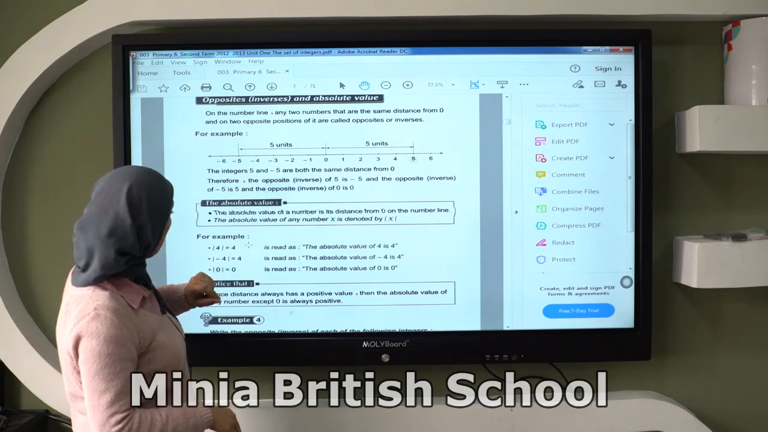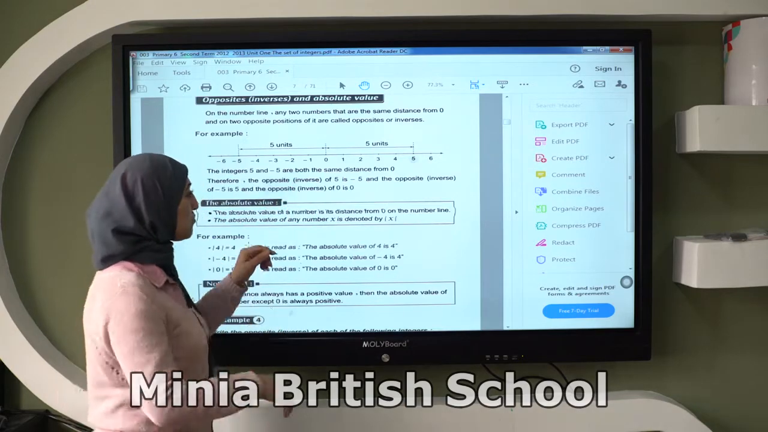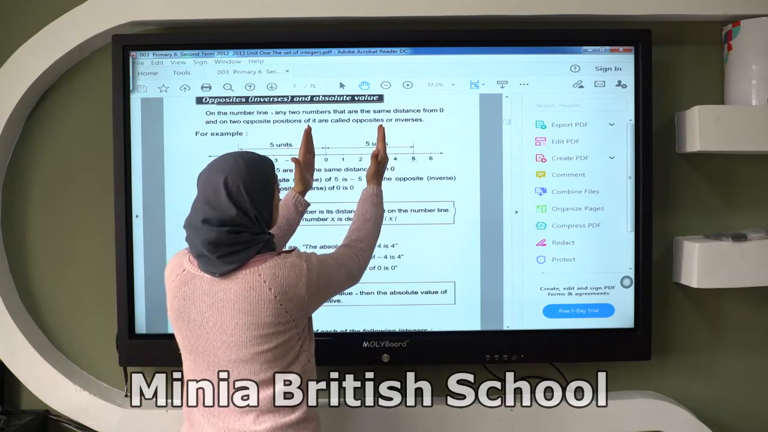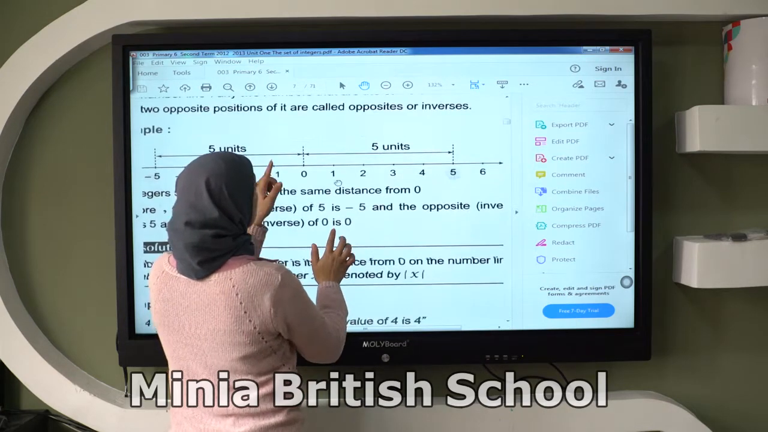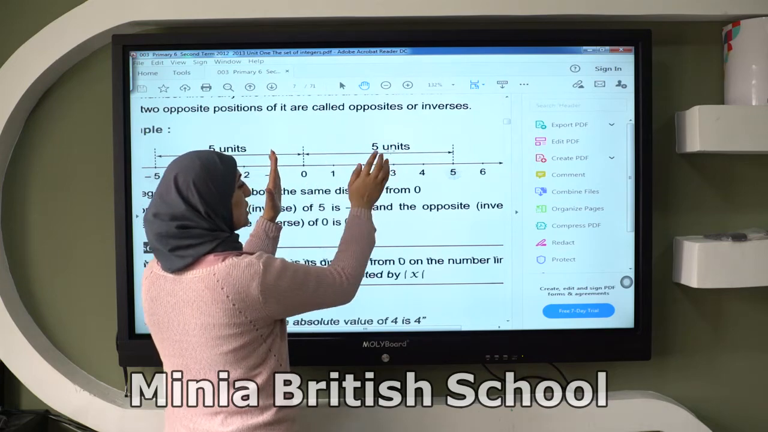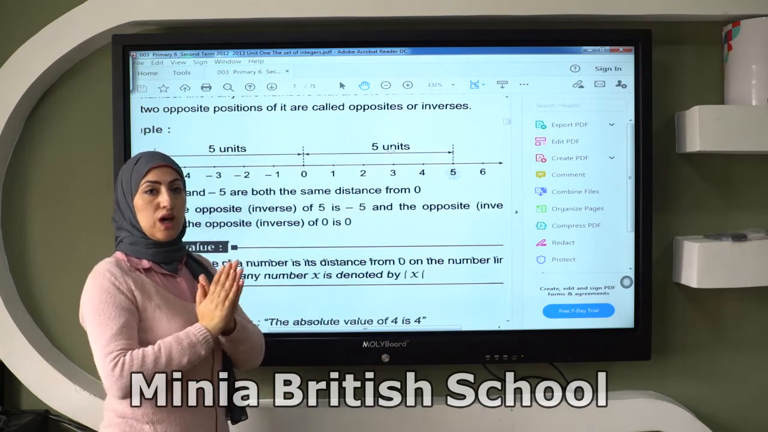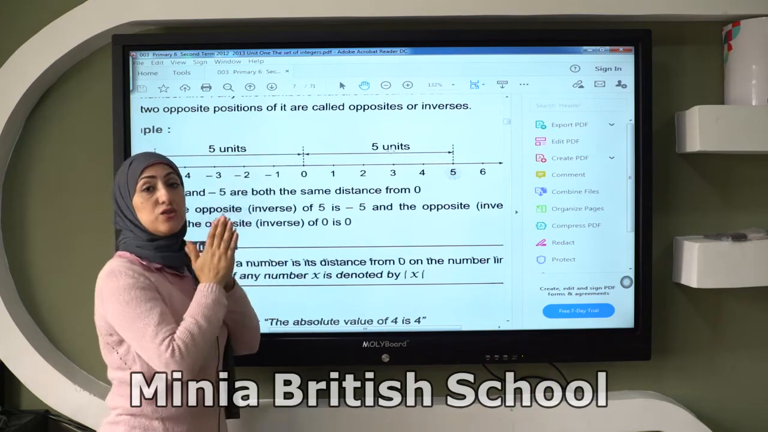So here, absolute value of 3, okay? Absolute value of 3, it means here from 0 and 3, so it will be 1, 2, 3, so it will be 3. Absolute value of -3, it also will be 3.